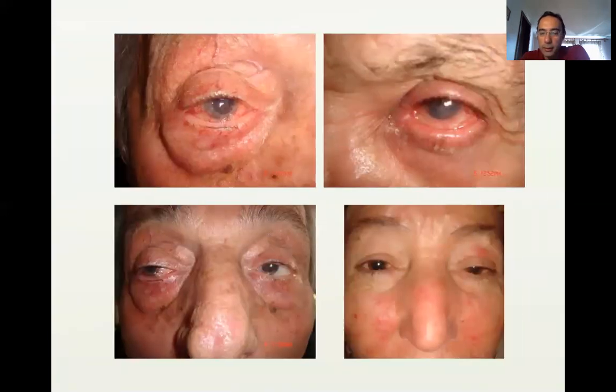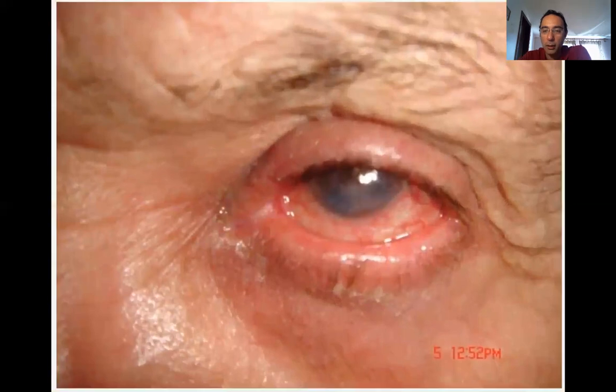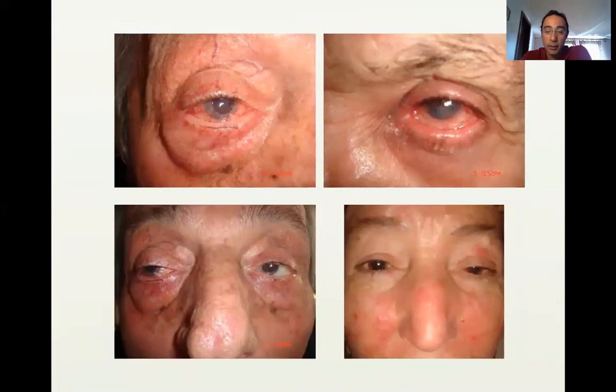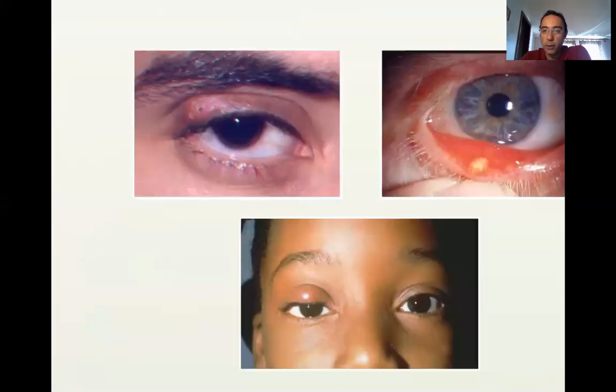eyelid disease. This is a very severe form of eyelid disease, which is called acne rosacea with telangiectatic vessels. You can see that because of the inflammation, the corneal surface has become inflamed, and there is some neovascularization and opacities on the cornea. So dry eye disease may cause a permanent decrease in visual acuity.